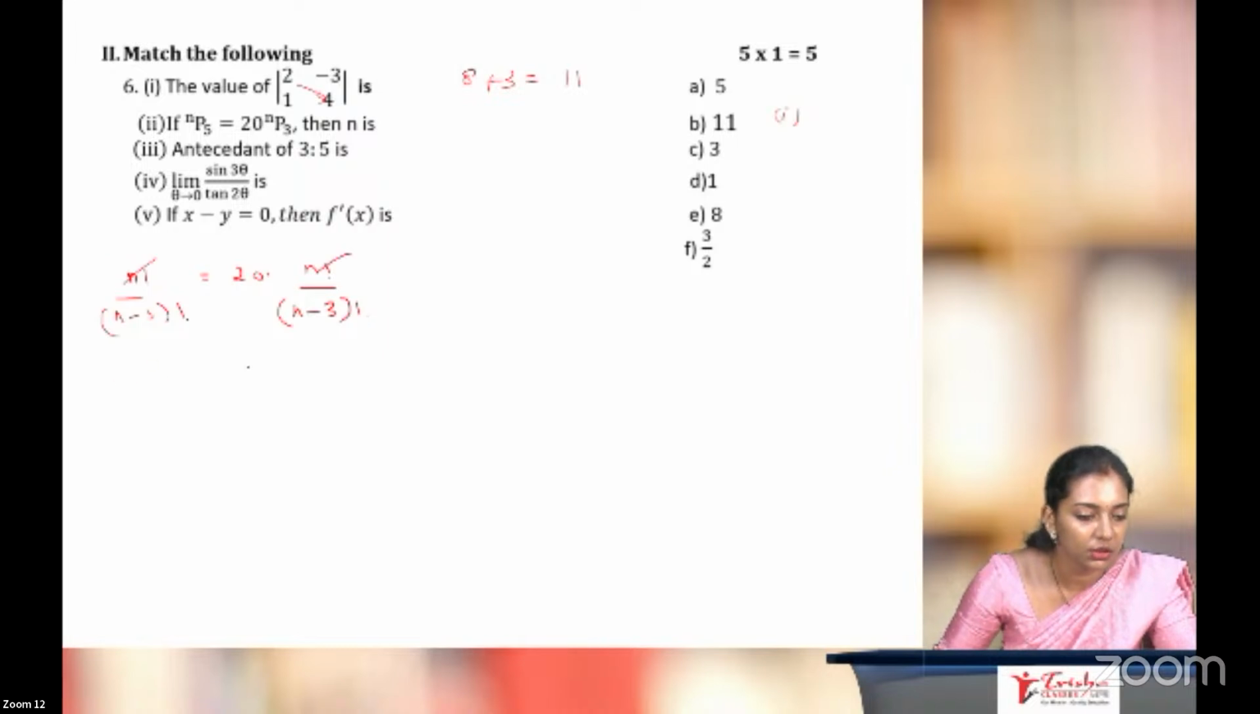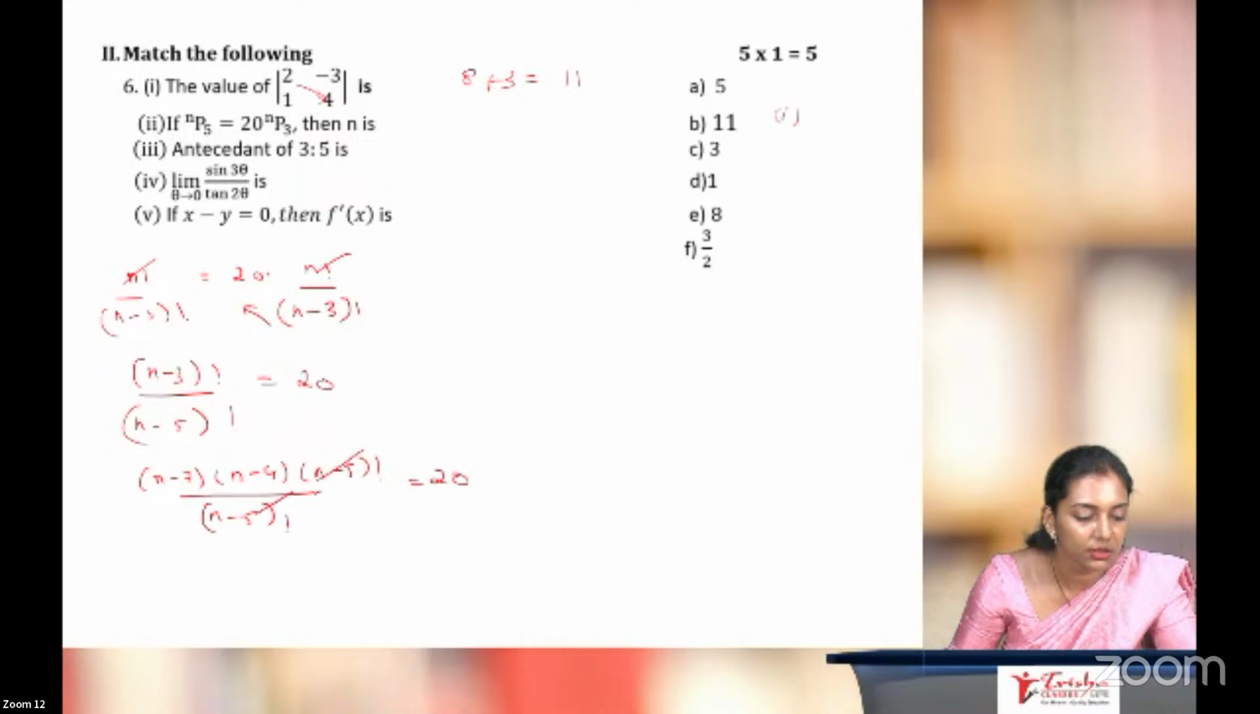Cancel. So here you can get this to the left hand side, (n minus 3) factorial divided by (n minus 5) factorial equal to 20. Expand this till n minus 5, and expand it as n minus 3 into n minus 4, so that you can cancel the n minus 5 factorial. Easily it gets cancelled. (n minus 3) into (n minus 4) equal to 20.